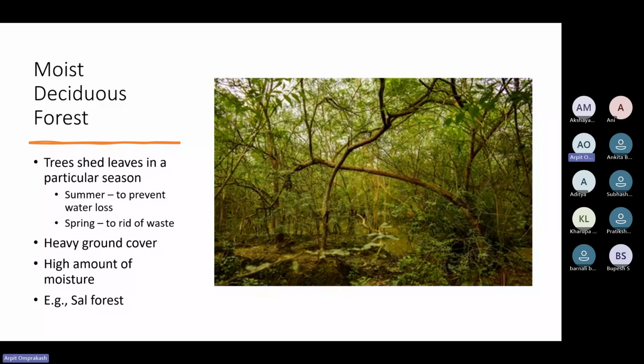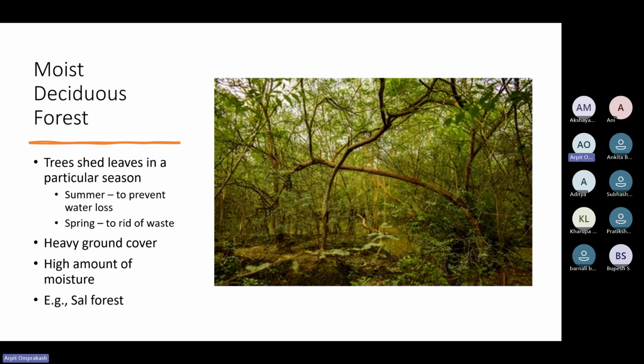Next, we have moist deciduous forests. Deciduous means basically the trees here shed their leaves in a particular season.